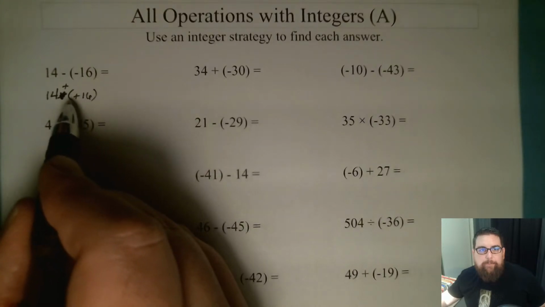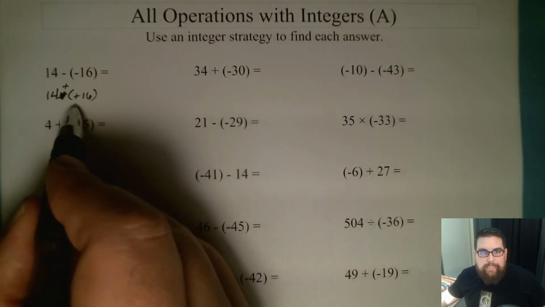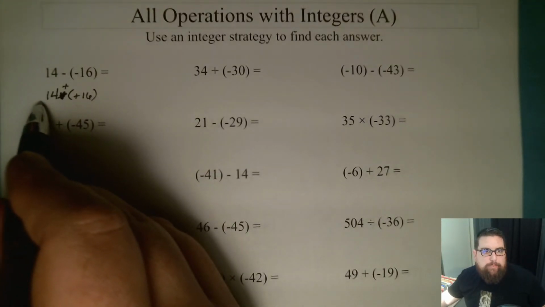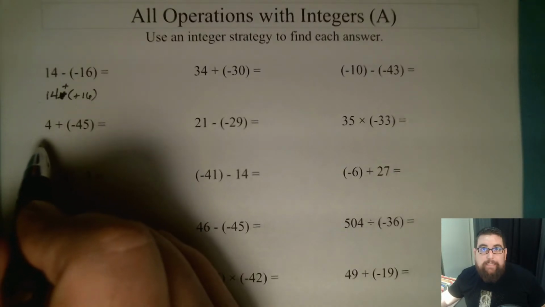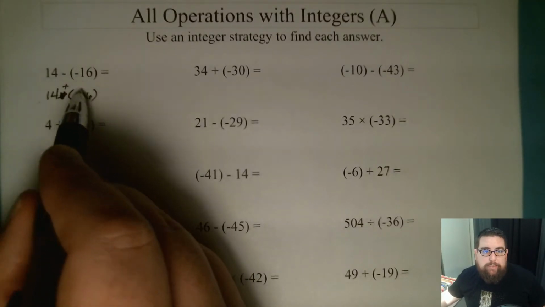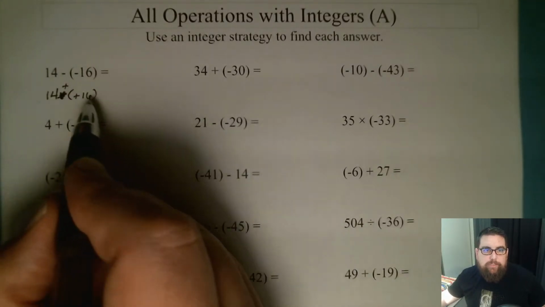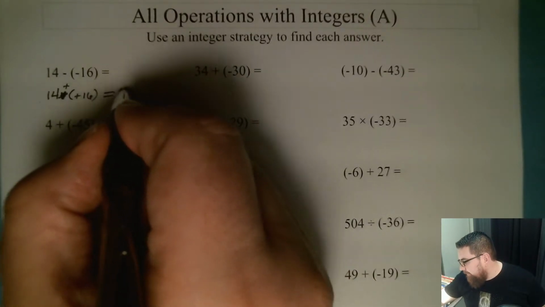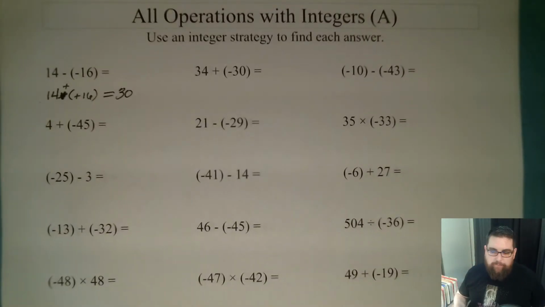Now, the key here is you have to change the second sign, not the first. I saw a couple people on the quiz try to change the first sign. You can't do that. It does matter. We're distributing this negative, basically. And so that ends up 14 plus 16. We know that's 30. That makes it pretty straightforward to do.